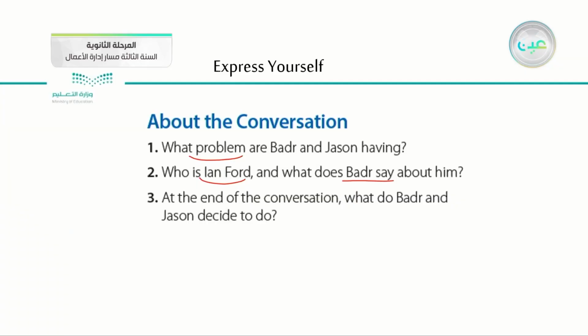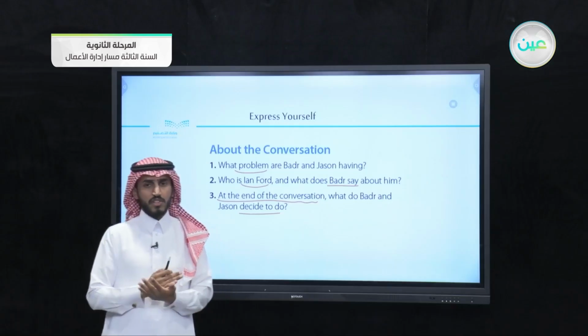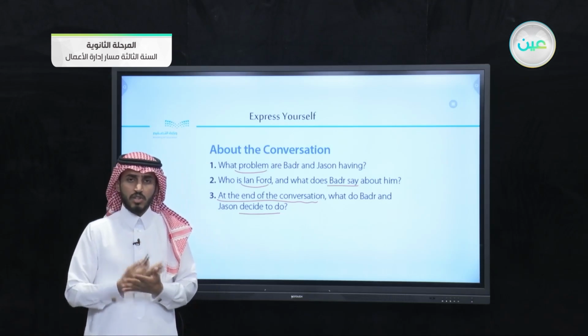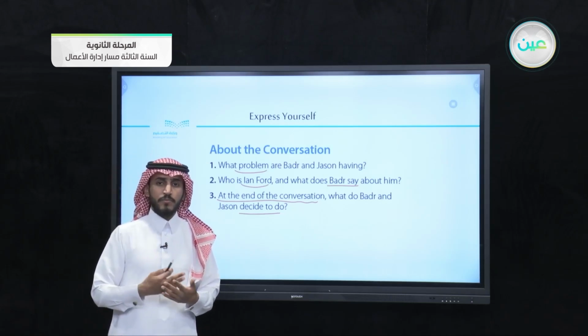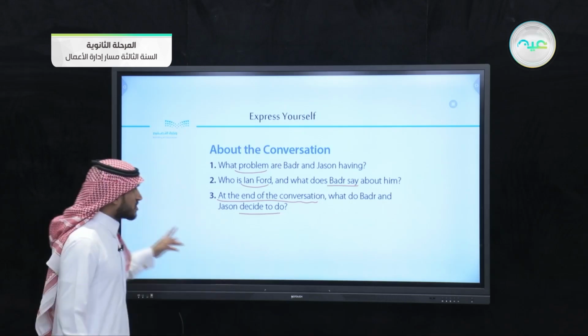Number 3, at the end of the conversation. So here we're talking about something at the end of the conversation. You don't have to scan anything in the beginning. What do Badr and Jason decide to do? They have decided to do something. So what did they decide to do? Now, you can pause the video right now, go back to the conversation and do the exercise on your own. And after that, come back to check the answers with us. Now let's go to the answers.